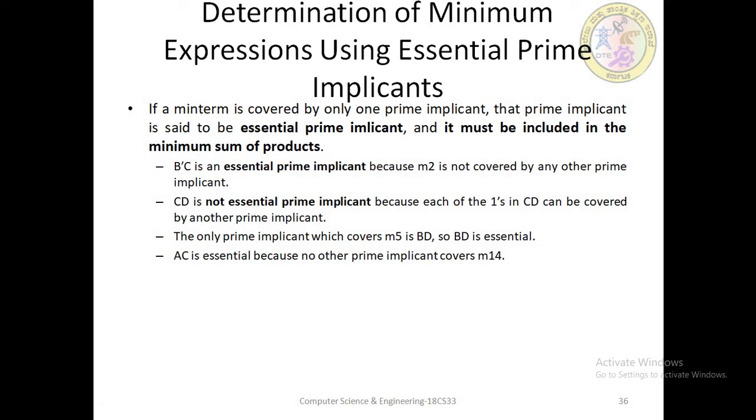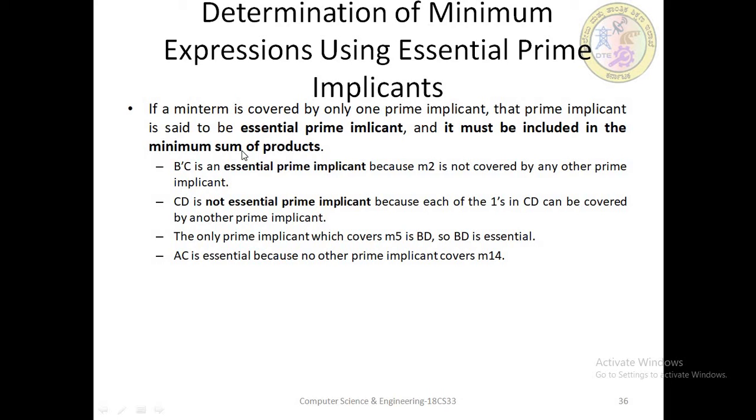Determination of minimum expressions using the essential prime implicants. If a minterm is covered by only one prime implicant, that prime implicant is said to be an essential prime implicant. If a term we are referring to is not overlapping with any other, it will be an essential prime implicant, and it must be included in the minimum sum of products.